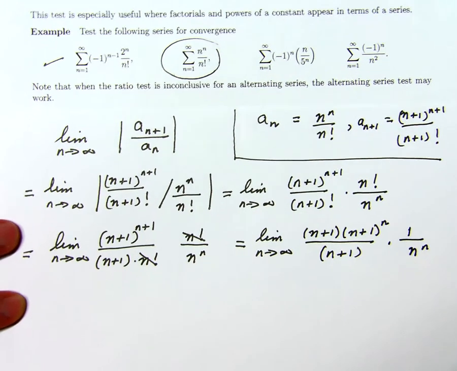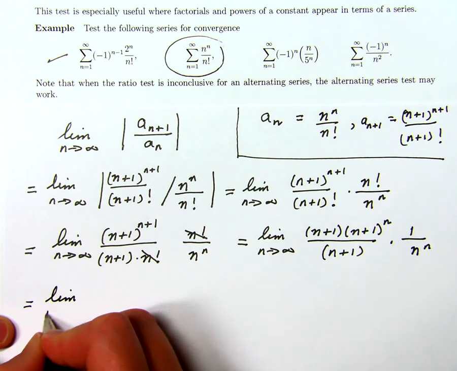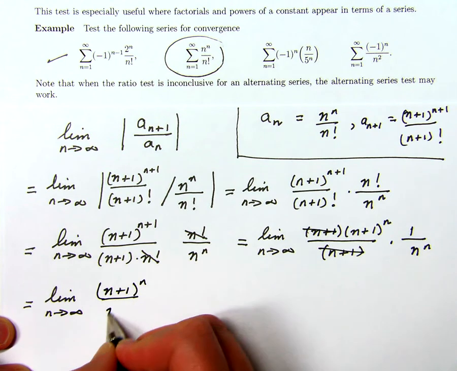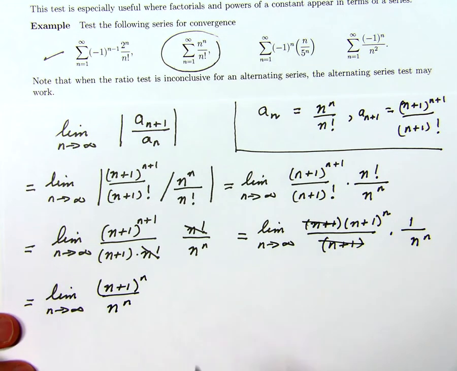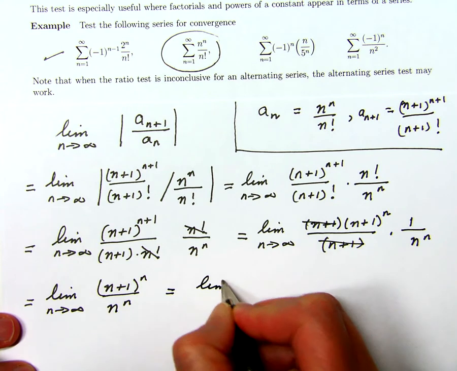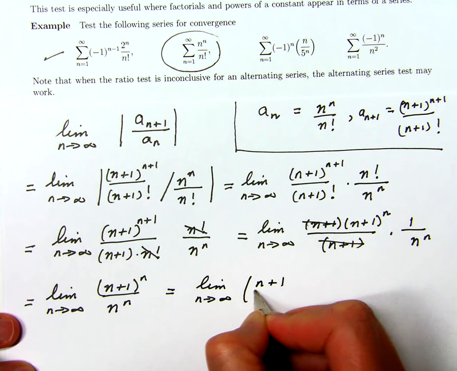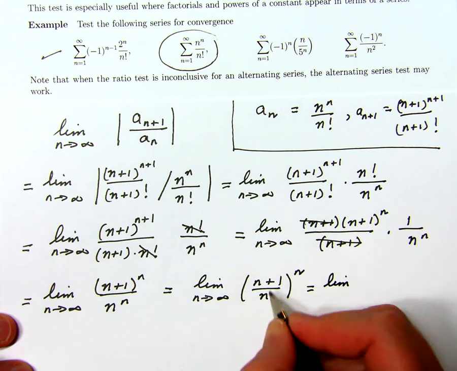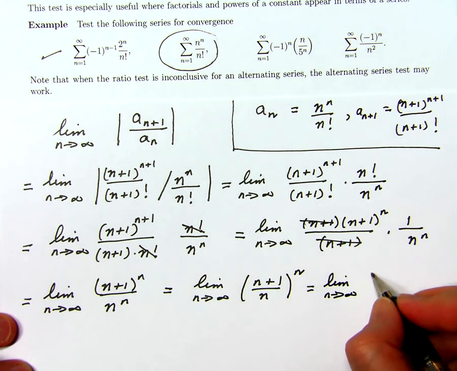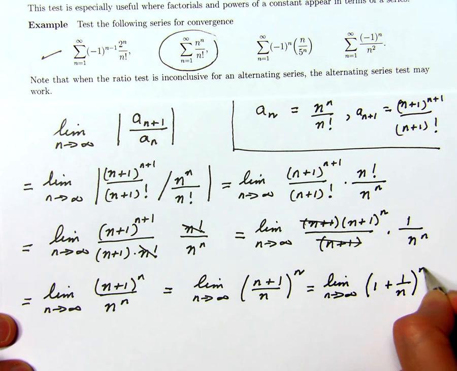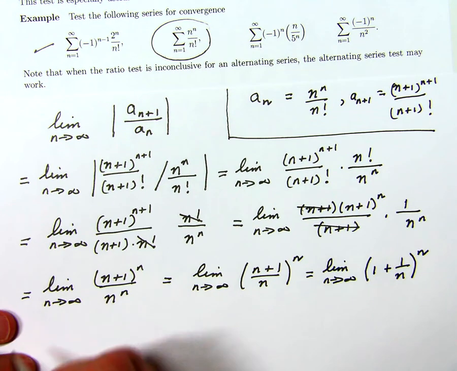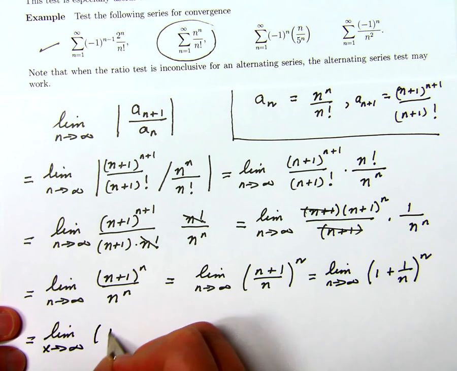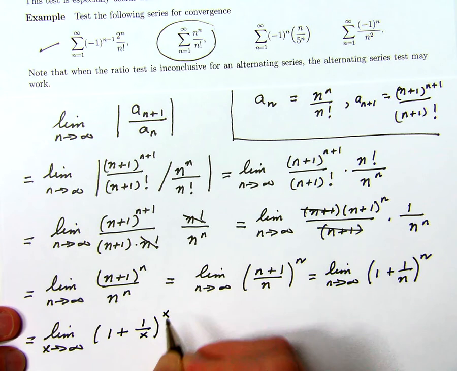Now I'm left with the limit as n goes to infinity, that's going to cancel, of (n+1)^n over n^n. Now I can write that as the limit as n goes to infinity of ((n+1)/n)^n. And of course, that's equal to the limit, dividing this interior fraction by n above and below, of (1 + 1/n)^n as n goes to infinity. That's the same as the limit, I can replace that n by an x, as x goes to infinity of (1 + 1/x)^x.